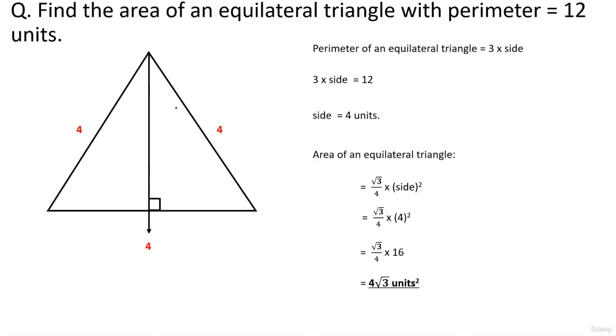Now we apply the formula, that is root 3 upon 4 into side squared, and you can find out the area directly. Root 3 upon 4 into 4 squared, 4 4 cancel, the answer is 4 root 3 unit square.